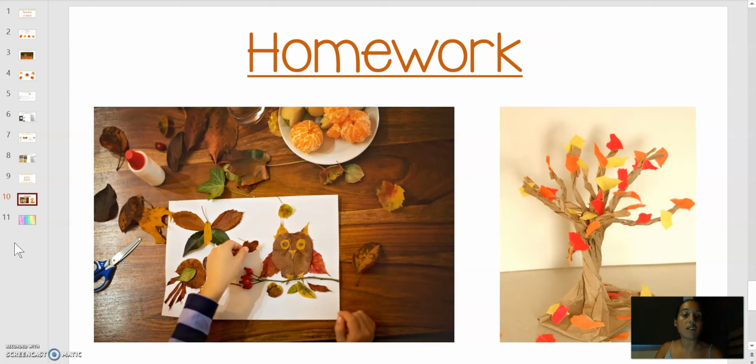Students will consider the following questions. What do people wear during the season? How does the physical environment change? What do people and animals do during autumn? Students will have an opportunity to share their work during circle time the next morning.